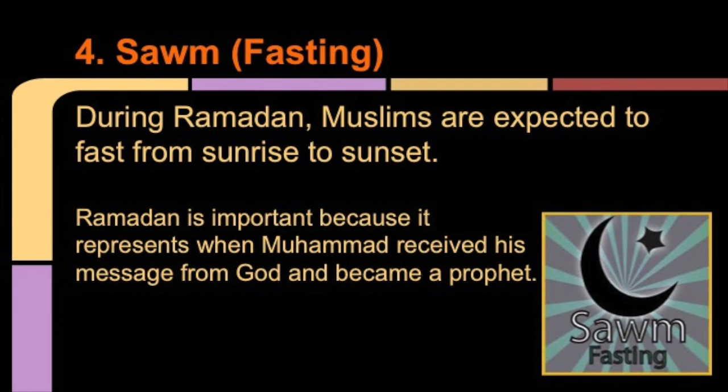During the month of Ramadan, Muslims are expected to fast or keep from eating from sunrise to sunset. They have a small meal every evening, but then when the sun is up, they don't eat. Ramadan is important to Muslims because it represents when Muhammad received his message from God and became a prophet. This is also when the Hajj occurs, which is the pilgrimage that we're going to talk about in the next pillar of faith.